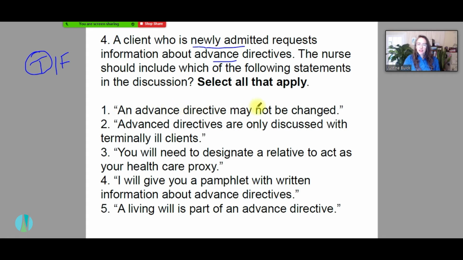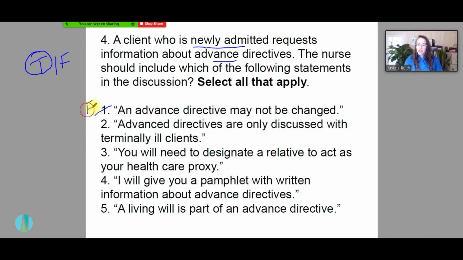So, an advanced directive may not be changed. I'm going to eliminate that one because advanced directives can be changed. And what an advanced directive is, it includes 2 things. It includes a living will. So that's what the patient says they would like done if they can't make their own decisions. And then advanced directives also include the healthcare proxy, or sometimes they call it the healthcare power of attorney. And that's the person that the patient has designated to make decisions for themselves if the patient can't make their own decisions. But absolutely, they can be changed.